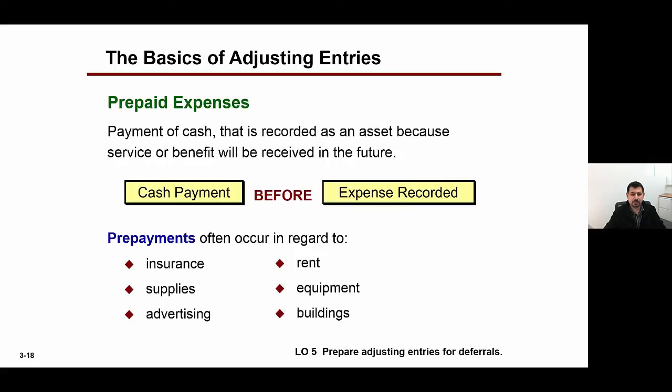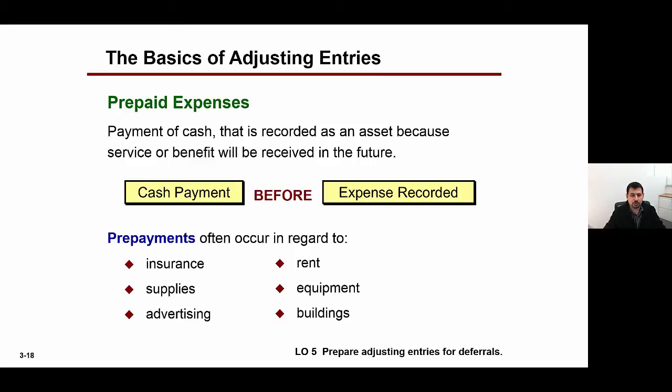So prepaid expenses. Before, we talked about prepaid insurance expense. In this case, we pay the cash first, and then we record it as an asset first, and then this prepaid expense, we start expensing it at the end of each accounting period. So this is basically an asset that we will be using in the future to generate revenues. And there are several examples of this.